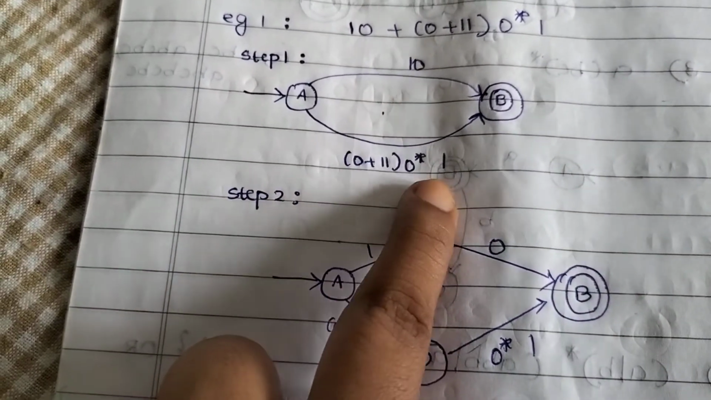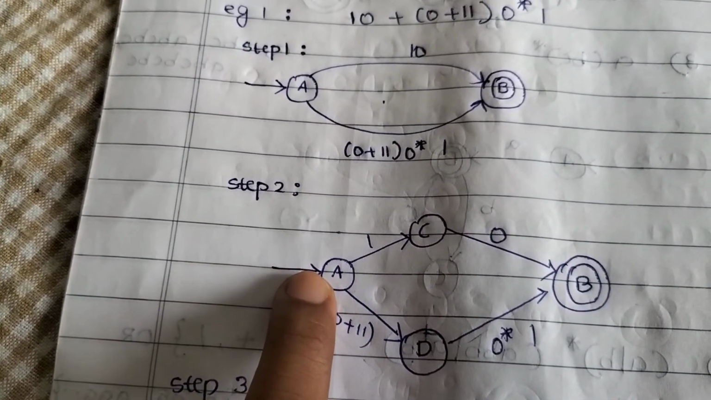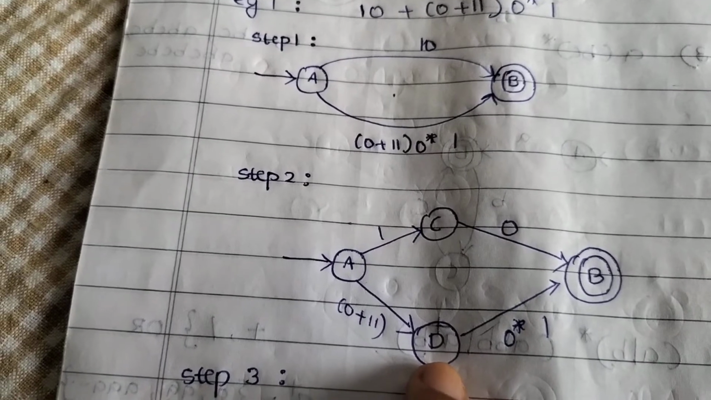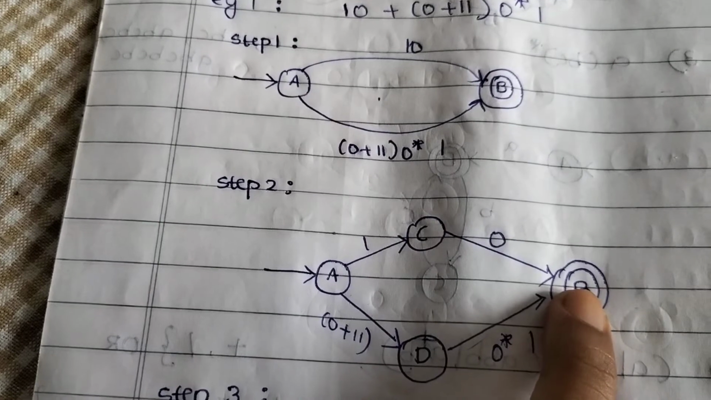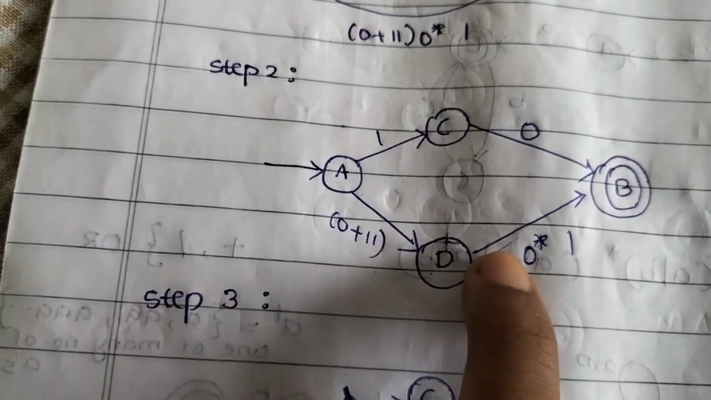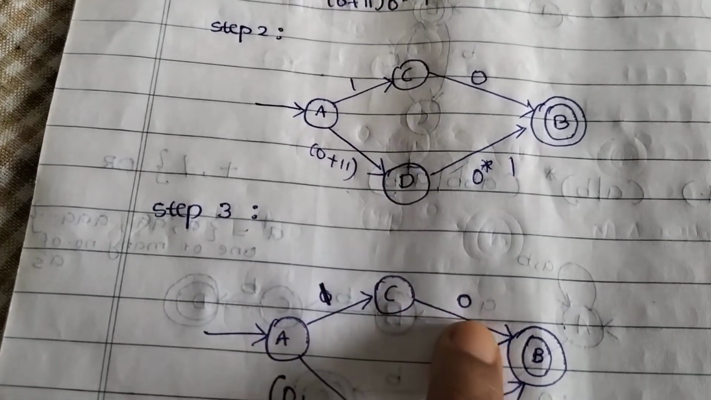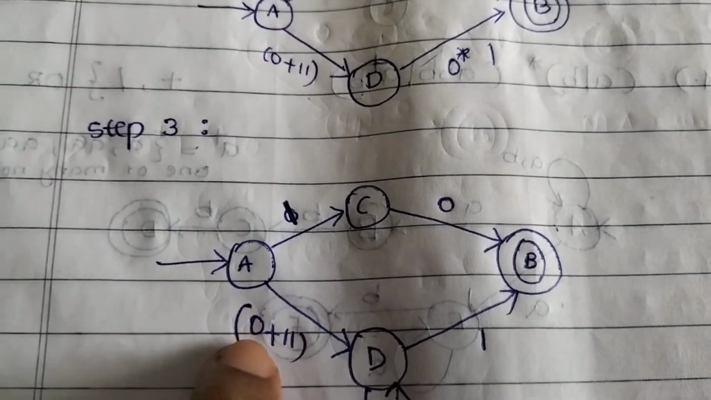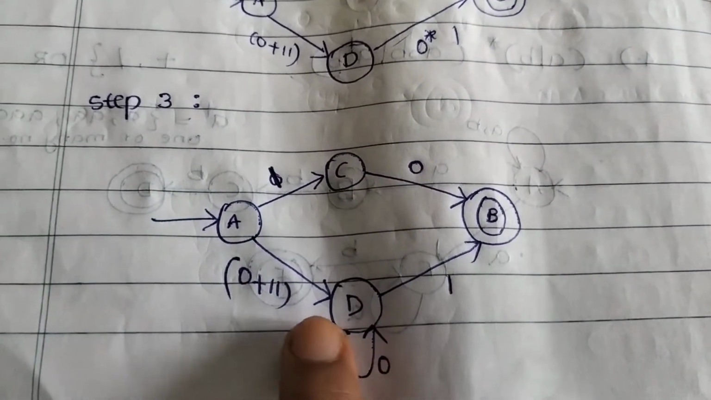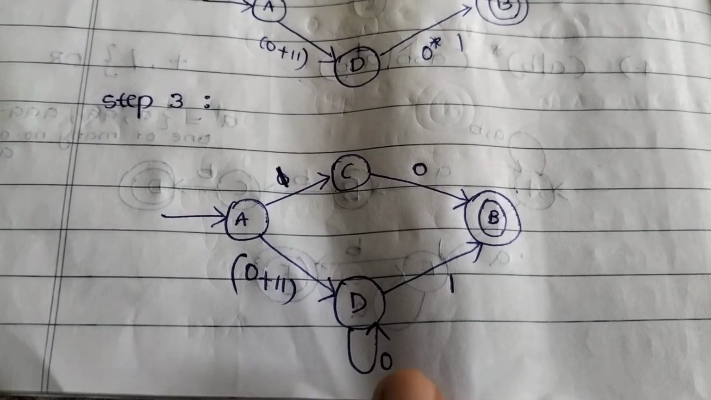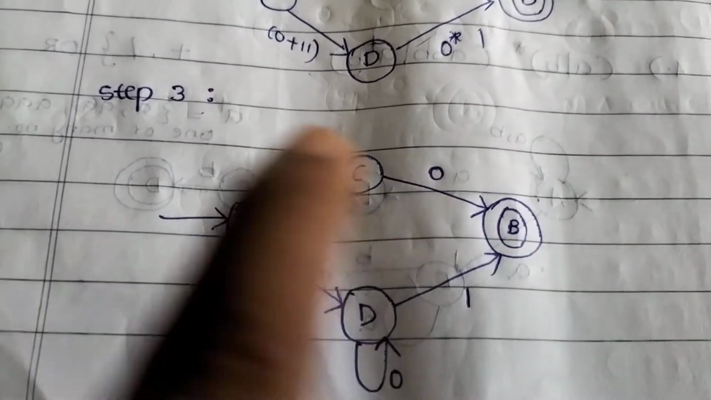Similarly here also we are making a split: 0 plus 1 1. So with 0 plus 1 1 it is moving to another intermediate node, and from here 0 star 1 it is moving to the end state. Again we are splitting these two parts here. The above part is the same, I have made no changes. Here also I am simply keeping 0 plus 1 1 for the while, but 0 star I am changing here, and with 1 it is moving from this intermediate node to the final state.